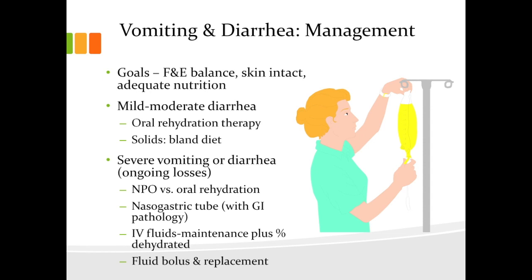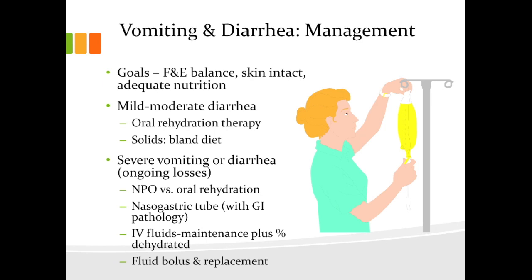bland diet. But for the severe vomiting and diarrhea, and they have ongoing losses, we're going to start them at NPO for 4 to 8 hours, maybe a little bit longer, and then gradually reintroduce oral rehydration. Pedialyte, we have Pedialyte popsicles. Those tend to go down real well. If they're thinking that there's GI pathology, then you'll put down an NG tube and you're going to monitor what the output is out of the NG tube.